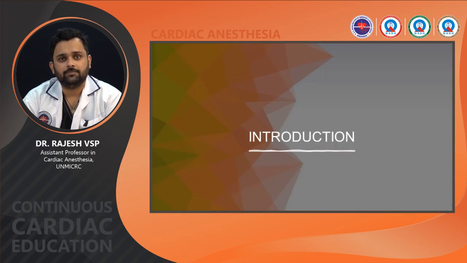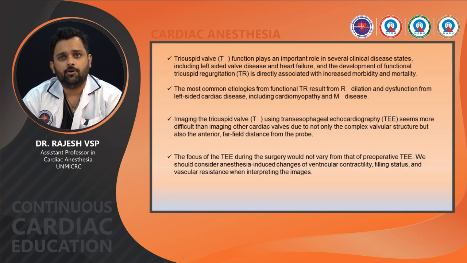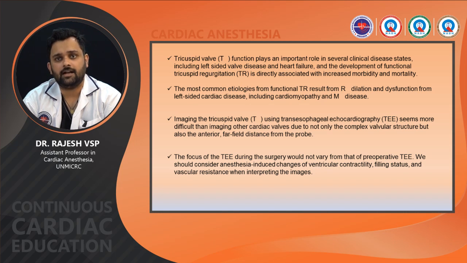And coming to the introduction, the tricuspid valve plays an important role in several clinical disease states, including left-sided valvular heart diseases and heart failure. The development of functional tricuspid regurgitation is directly associated with increased morbidity and mortality. The most common etiologies of functional TR are RV dilatation and dysfunction from left heart diseases, including cardiomyopathy and mitral valve diseases.